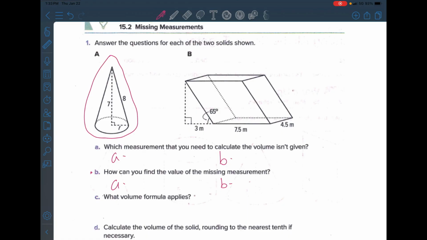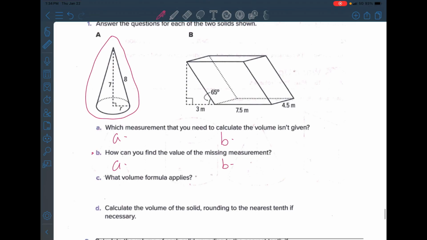So yesterday, we looked at the baker and the pyramid, and we had to find capital B. So this is kind of like that. We're finding a missing part. And then C, what formula would you use to find these? And then D, do them. So this is just review. You should be able to do this.